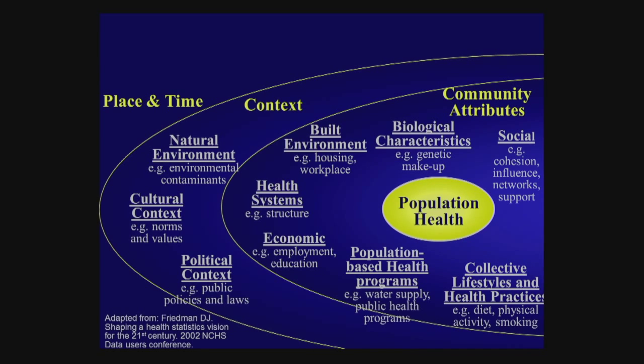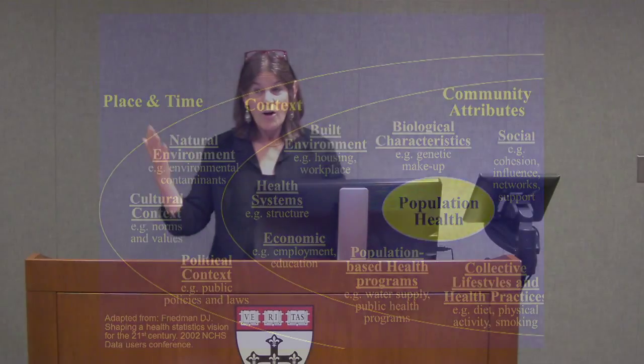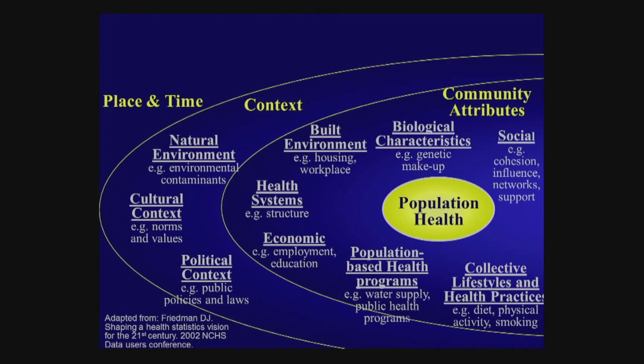There are a set of economic conditions that have to do with employment and education. And then, of course, there are population-based, really public health programs, things that shape the water supply. What are public health programs that shape safety in the environment? And then collectively, there are a series of lifestyles and health practices: diet, physical activity, smoking. Now, obviously, these things are all interrelated in many ways, and many of them influence each other. So characteristics of the built environment can easily influence the social environment, and vice versa.